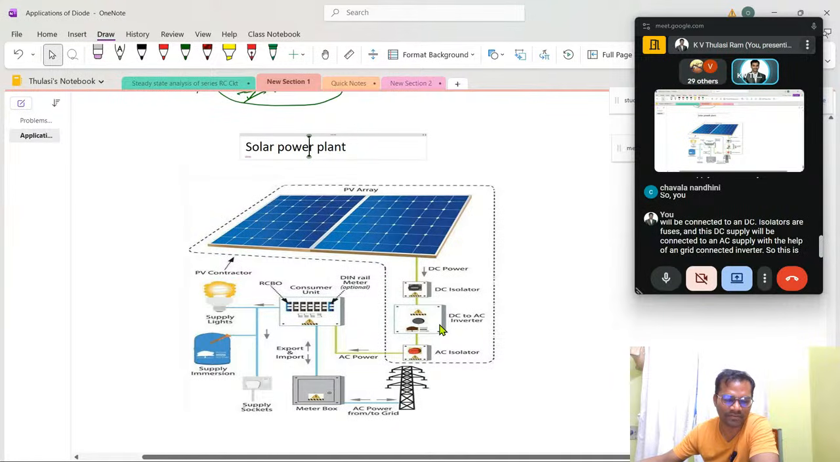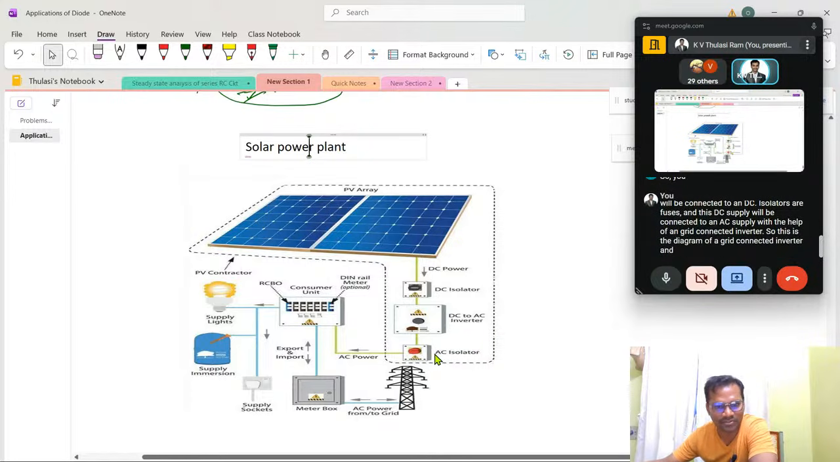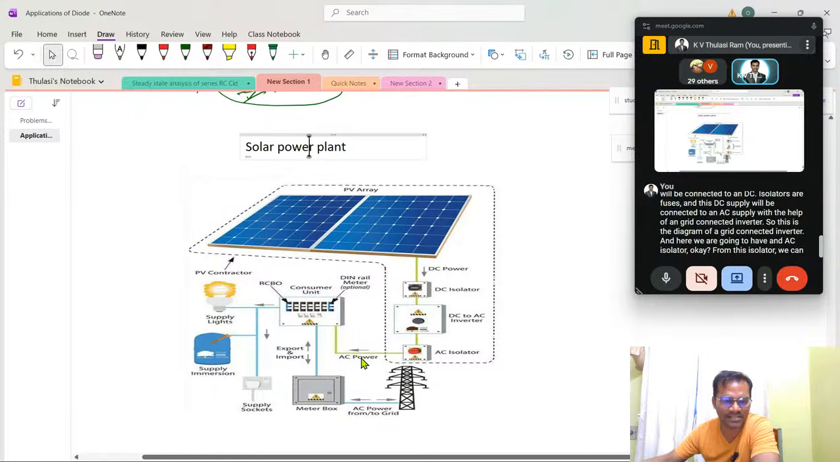This is the diagram of a grid connected inverter, and here we have an AC isolator. From this isolator we can connect our AC supply to our home, to our lights, tube lights and AC, and from the same AC output we can connect to a meter called a net meter. The purpose of this meter is that we can export power when we generate excess, or import power when we have a lesser amount. This way of generating power is called a solar photovoltaic system or solar PV plant.